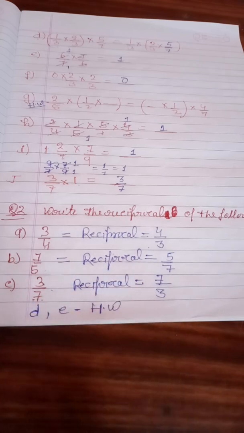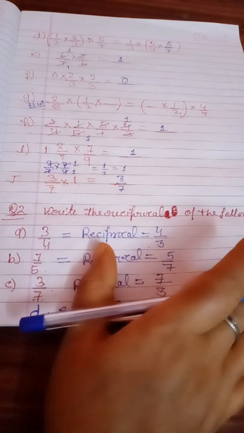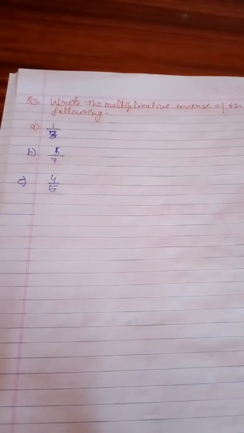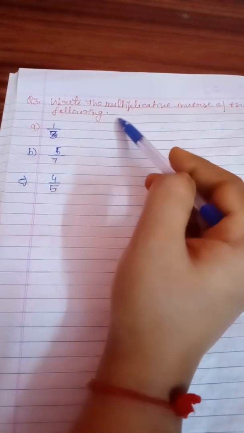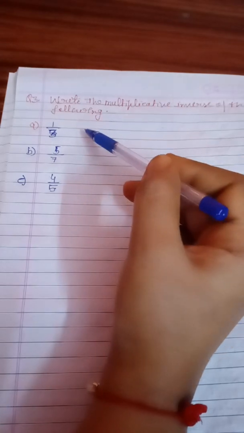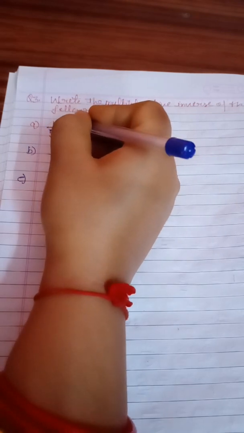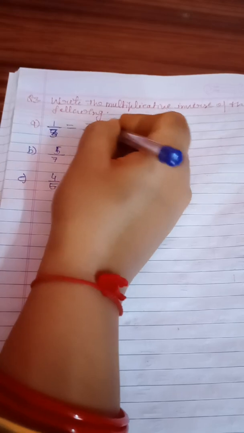Okay, and the next question is the multiplicative inverse of the following. Write the multiplicative inverse of the following. And I told you that multiplicative inverse and reciprocal are the same thing. There is no change. So the multiplicative inverse of 1 upon 3, what will it be? 3 upon 1, and 3 upon 1 means 3.